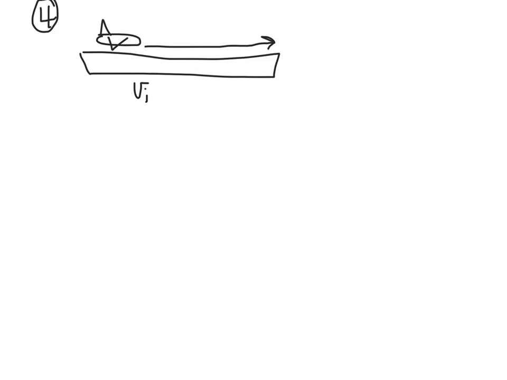Problem number 4. You have an aircraft carrier that launches an airplane off of the deck. Its initial velocity, of course, when it's sitting there is 0. It has a final velocity when it reaches the end of the ship of 62 meters per second.